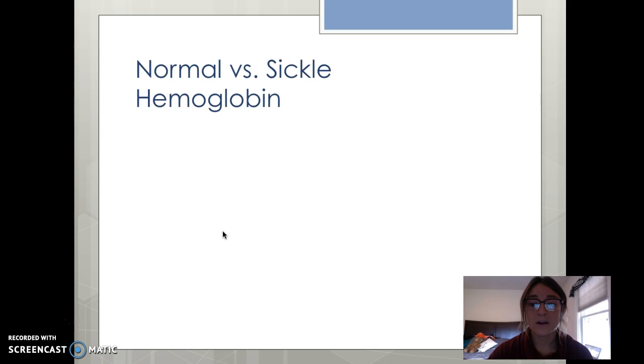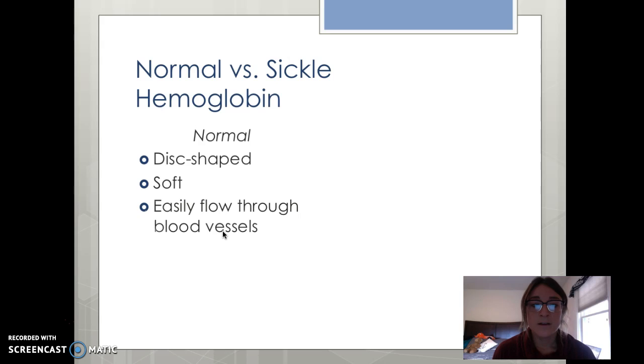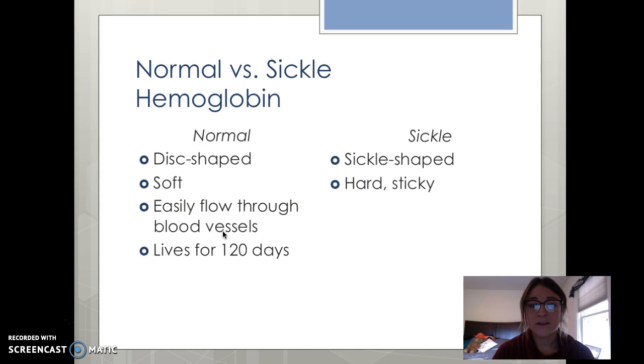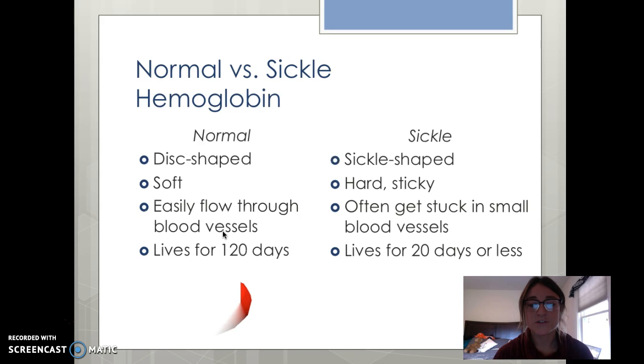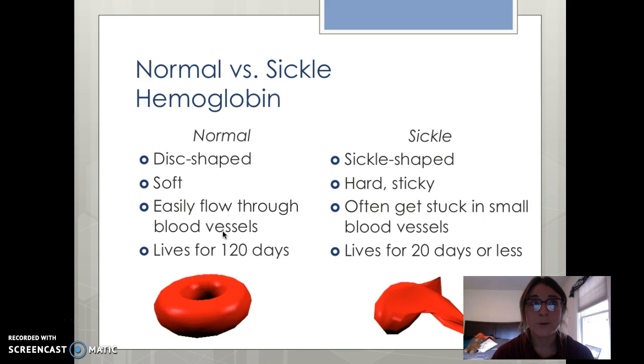Here I'm going to compare a normal red blood cell versus a sickle red blood cell. Normally your blood cells are disc-shaped, they're soft, and they flow easily throughout the blood vessels, and they normally live for about 120 days. A sickle cell is sickle-shaped. It can be hard and sticky, and due to that it can often get stuck in small blood vessels, blocking that blood flow throughout the rest of the body. And they normally live for about 20 days or less.